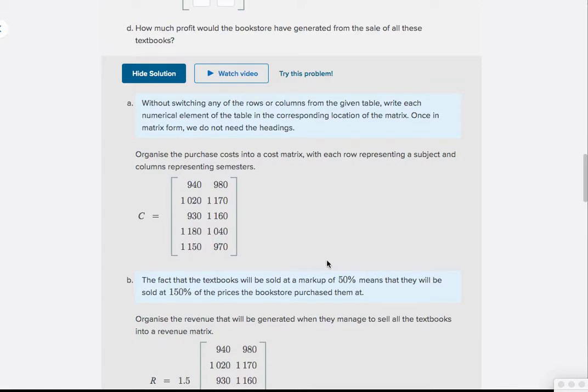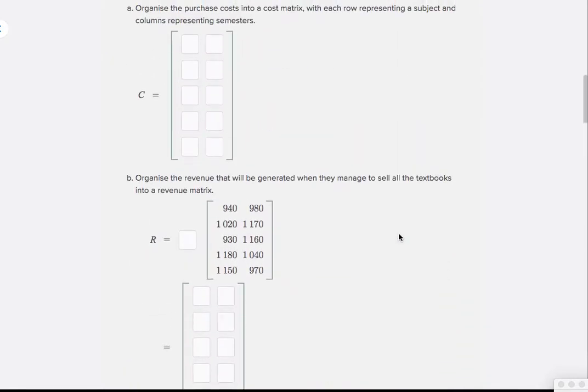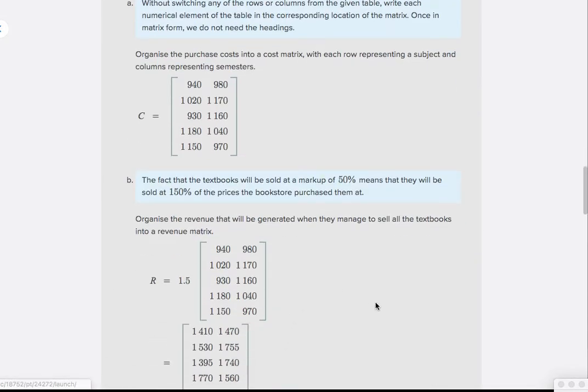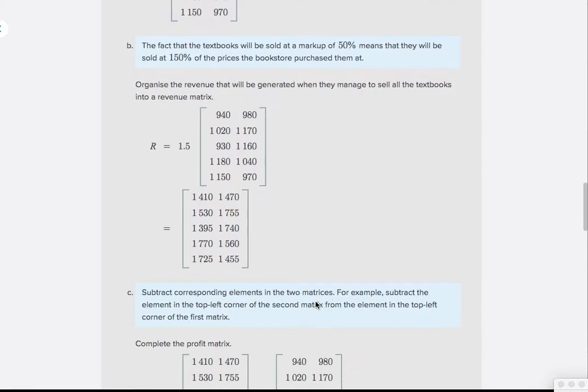Question B. B was organise the revenue that will be generated when they managed to sell all the textbooks into a revenue matrix. Well, a markup of 50% means they'll be sold at 150% of the prices, so you need to multiply this matrix by 1.5, and that'll give us this.